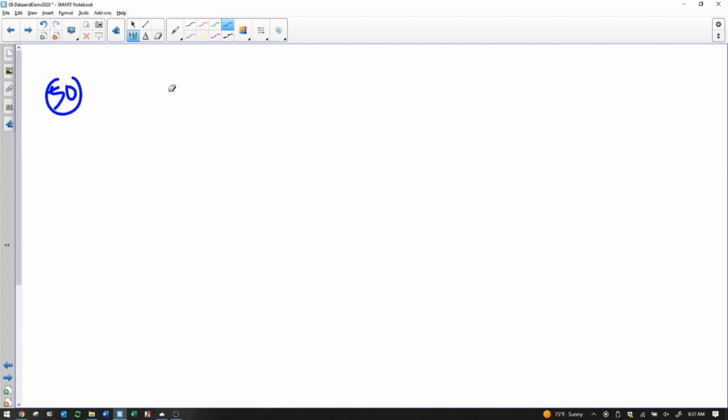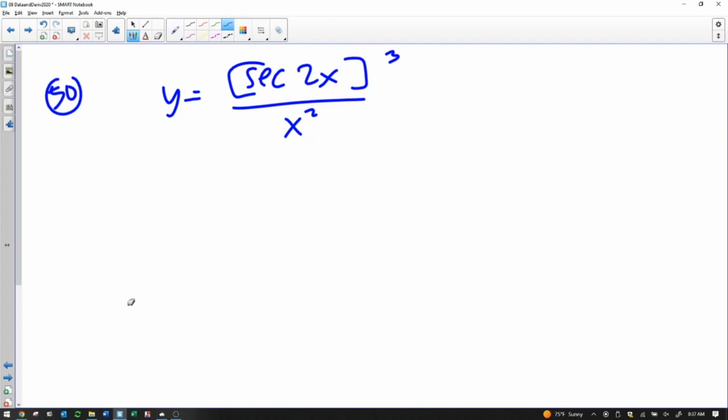Okay, number 50 is y equals secant, and I'm going to rewrite this. Secant 2x raised to the third power over x squared. Okay, you have to rewrite it. If you don't rewrite it, you're going to think the outside of this is a secant problem, but it's not. The outside is a power rule. All right. I'm going to go with quotient rule. You could actually move this up and do product rule. Do you guys see that? But I'm going to do quotient rule because I think most students would go with quotient rule on this.